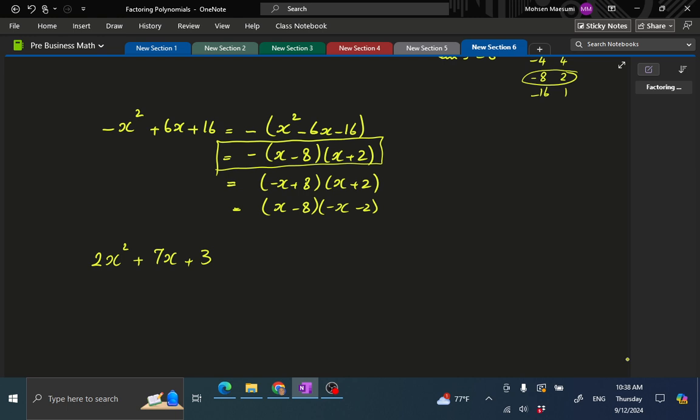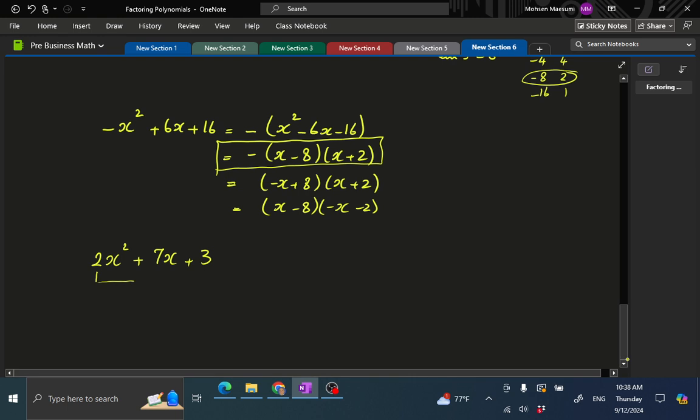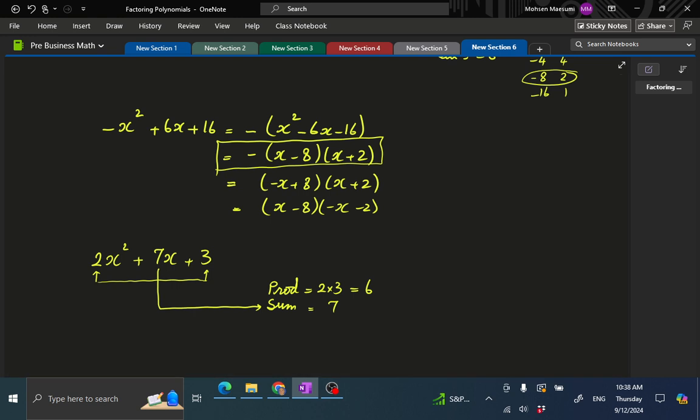Step 1, take the first and last numbers and multiply them. So say the product: 2 times 3, which is of course 6. And as before, this is the sum. The sum is 7. What are two numbers such that the product is 6 and the sum is 7?